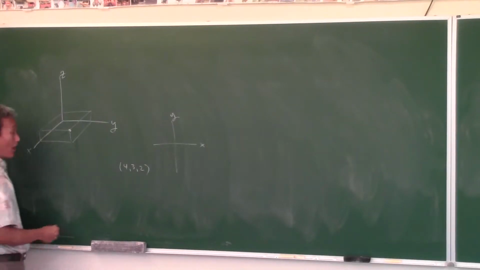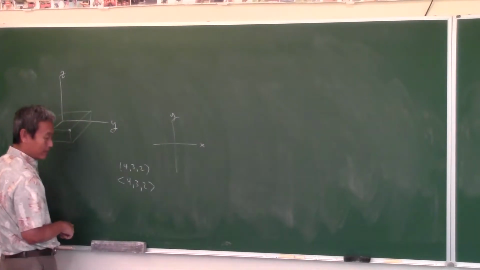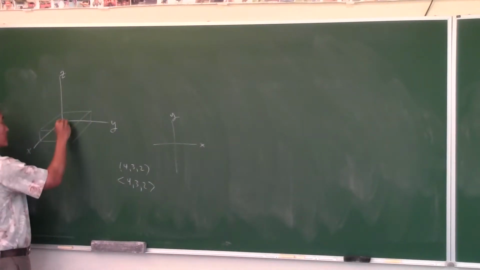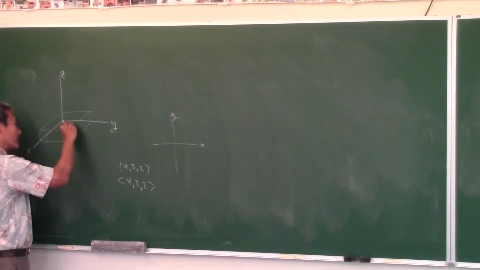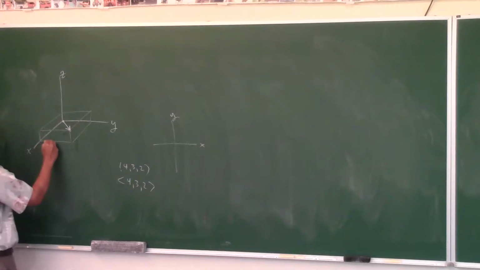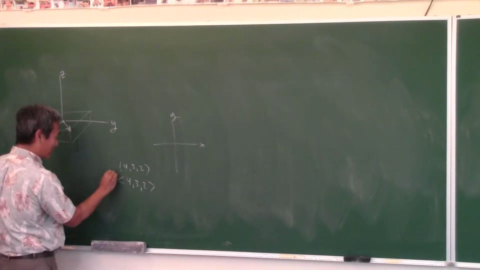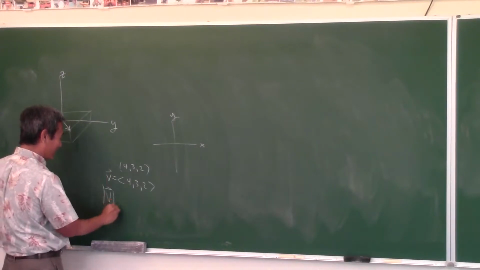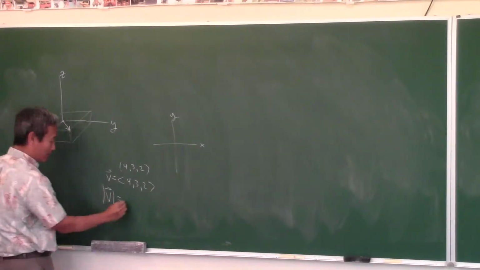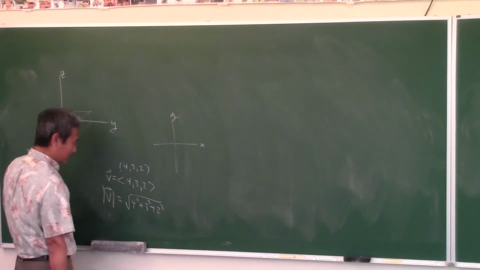Now, what if I ask you to draw a vector 4, 3, 2? See the difference between point and vector? You can draw it back to the origin. So just draw a vector that goes from the origin to the point like that. It has an x component of 4, a y component of 3, and a z component of 2. And then everything we learned in two dimensions is going to apply to this. Let's call this vector v. What is the length of vector v? It's going to be the square root of 4 squared plus 3 squared plus 2 squared.